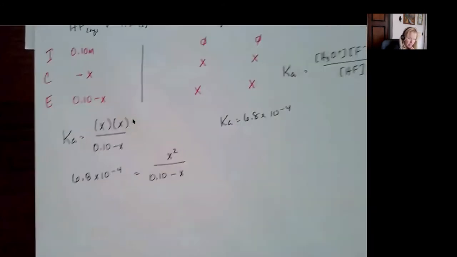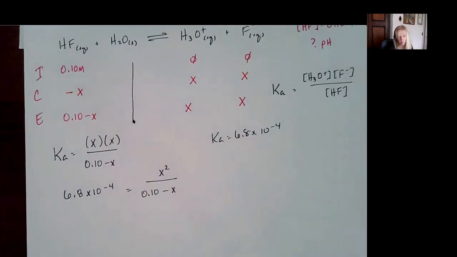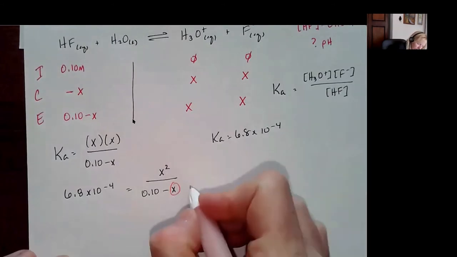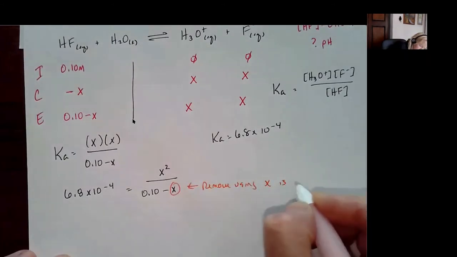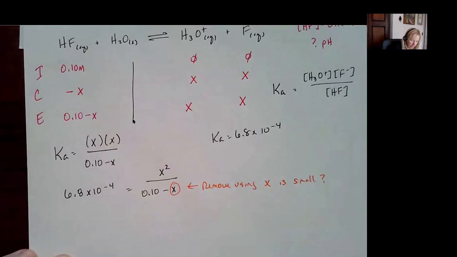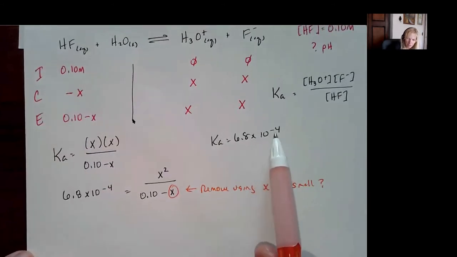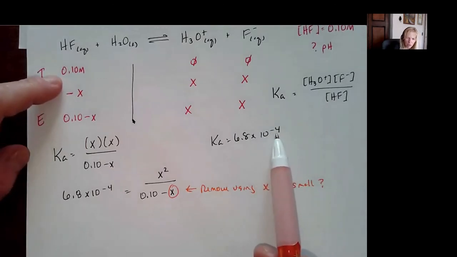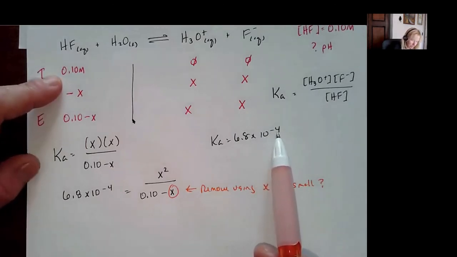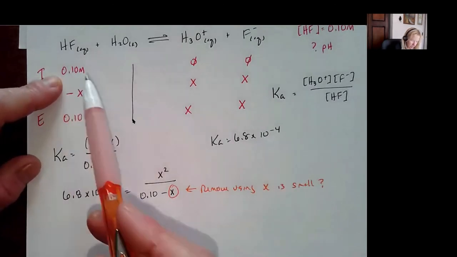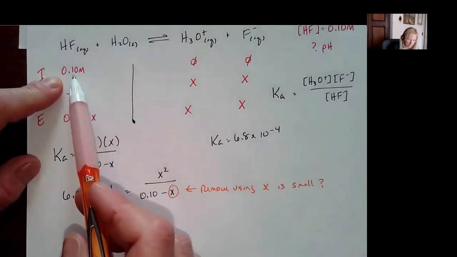So now I want to know, can I use my X is small approximation? Because it would be really nice if I could remove this using my X is small. Can I do it? I'm going to look at my initial concentration and my equilibrium constant here, my acid disassociation constant, and if they're more than 10 to the third apart, then I can probably do that. So if I put this into scientific notation, this would be 1.0 times 10 to the minus 1.